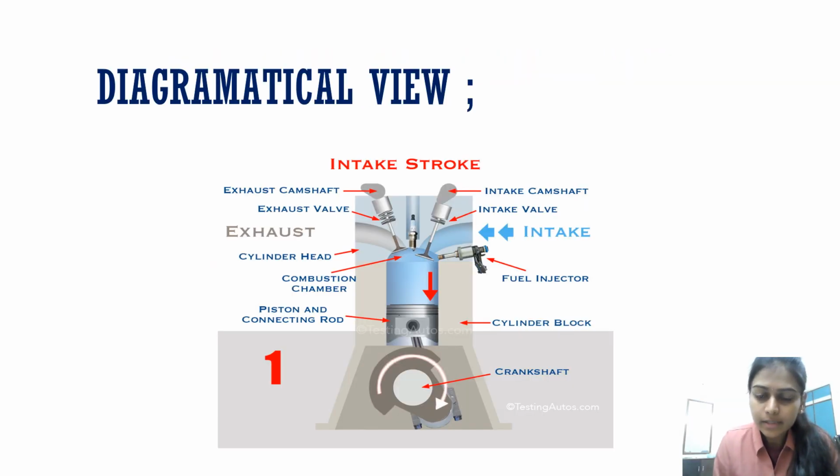It is the diagrammatic view of 4-stroke petrol engine. We will go through the names of parts. First one is exhaust camshaft, exhaust valve, cylinder head, combustion chamber, piston and connecting rod, crankshaft, cylinder block, fuel injector, intake valve and intake camshaft.